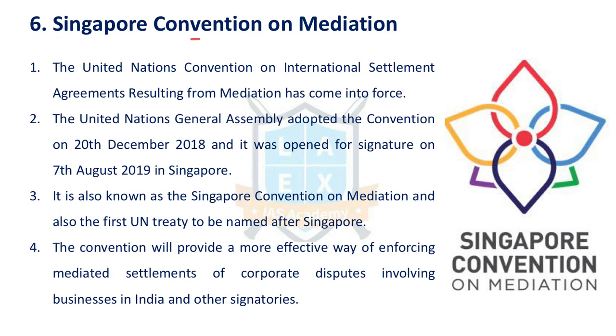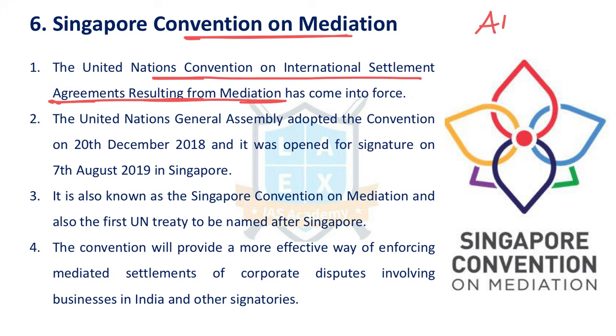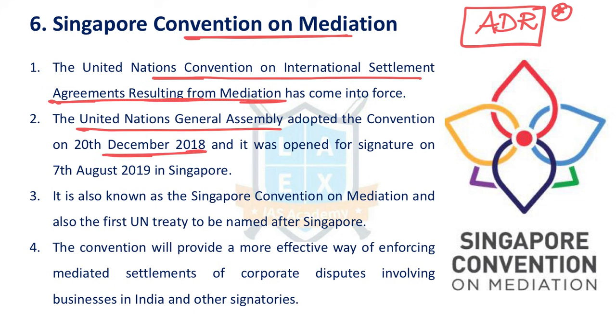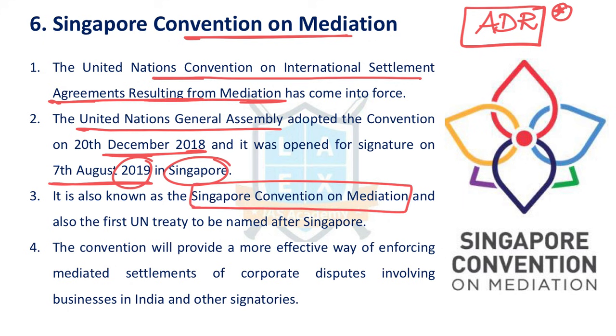Next issue is the Singapore Convention on Mediation. This is officially known as the United Nations Convention on International Settlement Agreements resulting from Mediation. This is known as an Alternative Dispute Resolution Mechanism. Instead of approaching the normal courts, an Alternative Dispute Resolution Mechanism would be set up and mediation would be done. The United Nations General Assembly adopted this convention in 2018, and it was opened for signature in 2019 in Singapore. That's why this is known as the Singapore Convention on Mediation. We signed it, but we have not ratified it.